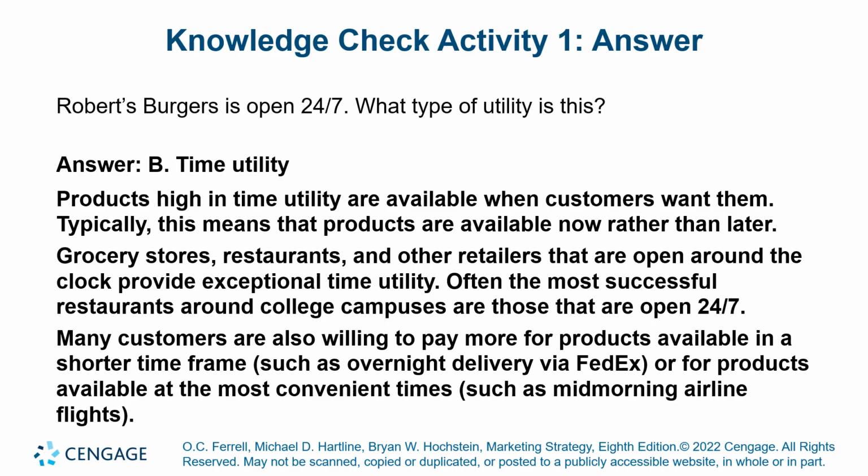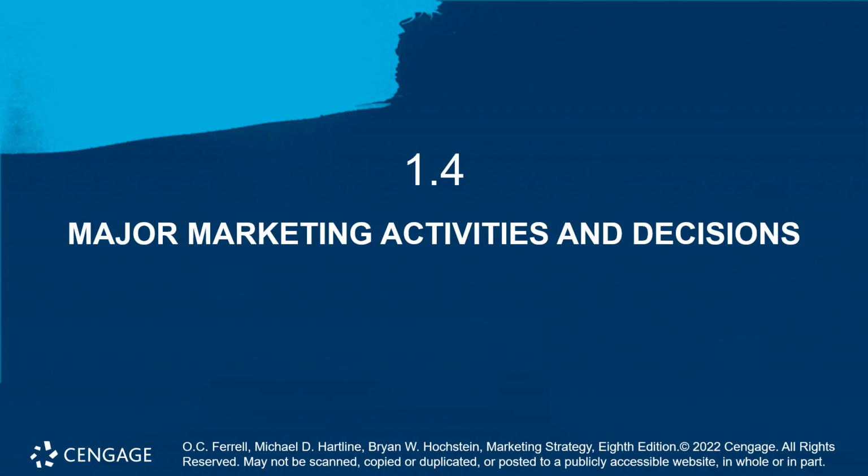Often the most successful restaurants around college campuses are those that are open 24/7. Many customers are also willing to pay more for products available in a shorter time frame, such as overnight delivery via FedEx. They want to pay a premium for overnight delivery, or for products available at the most convenient time, such as mid-morning airline flights. So they pay a premium for that.